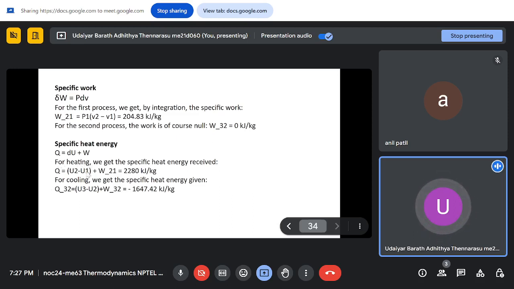Similarly for heat energy, we'll apply the first law, and from there you can find Q, which is change in internal energy plus your work done, which will come out to be 2280 kilojoule per kg. And for process 2 to 3, U3 minus U2 plus your work done, which here is 0, so it's just the change in internal energy, which will come out to be minus 1647.42 kilojoule per kg. This is the heat which you are taking out in cooling, and during 1 to 2 is what you are supplying. So we have found all the work done and heat transfer which was asked.